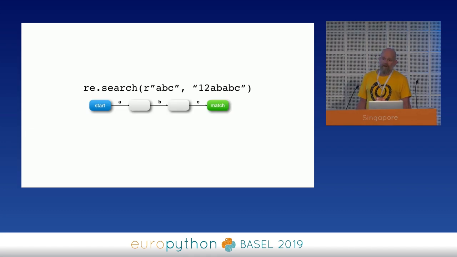Right? In the diagram, it looks a little like this. Okay, we've got the regex, match an A, match a B, match a C, and we've got a string to search: 1, 2, A, B, A, B, C. So we start with the first character in the string, and we match that one to the A, the first step in our diagram. Does not match, so we try the second character.